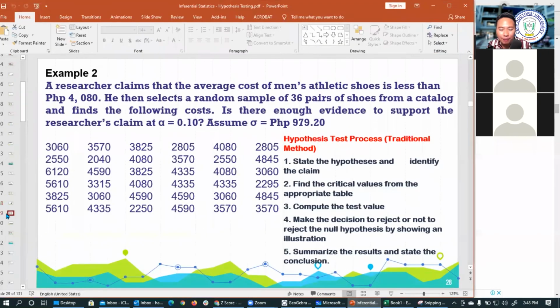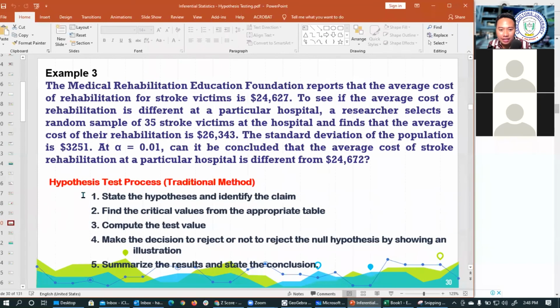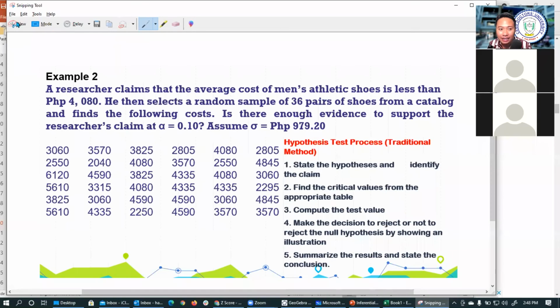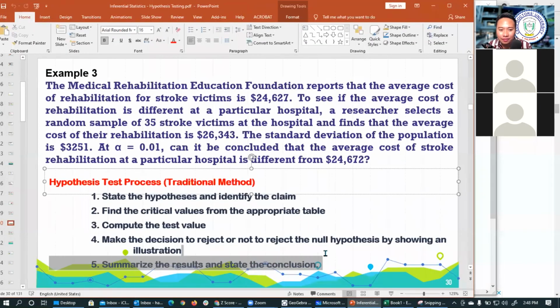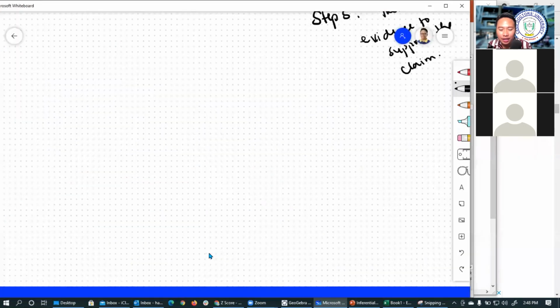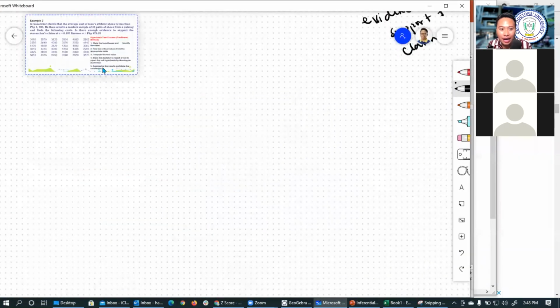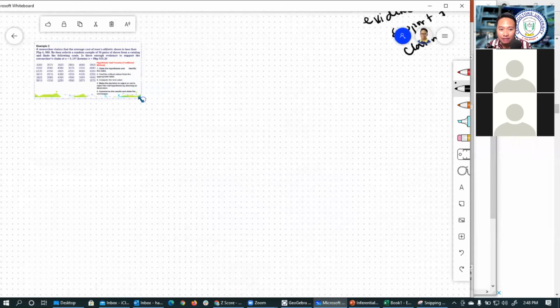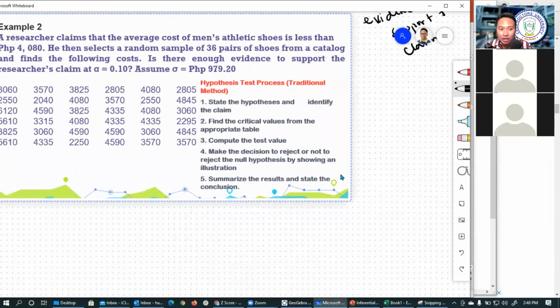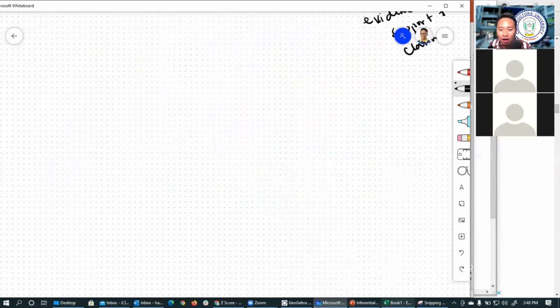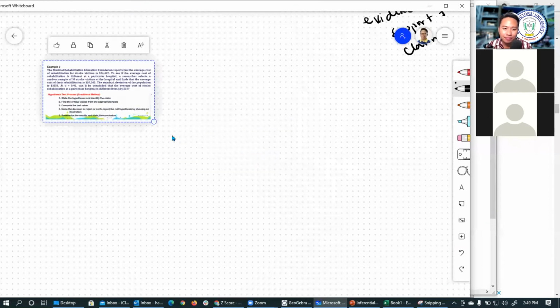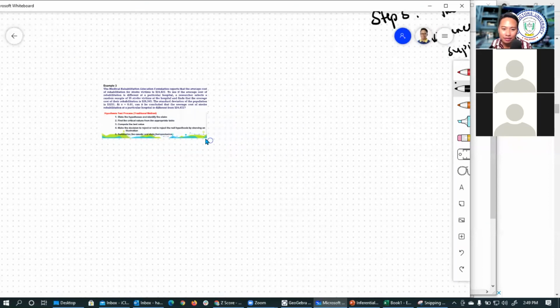I'll have one more example, guys, before we end this session. And this time, it's going to be a medical related example. So this one here. Where's my whiteboard? Okay, here. I hope everyone is still clear, guys. If you're confused, please let me know.